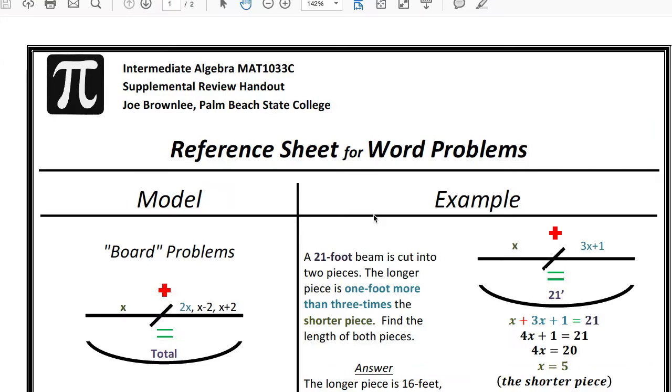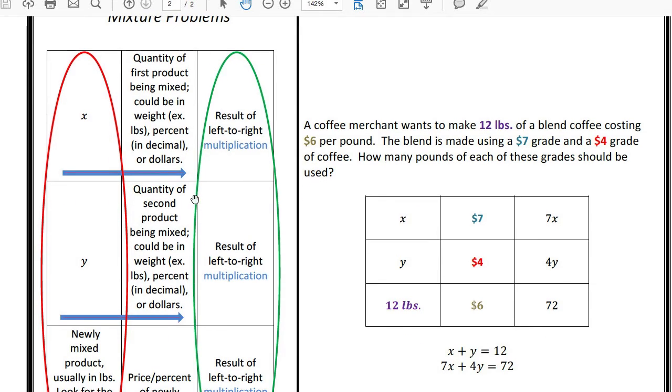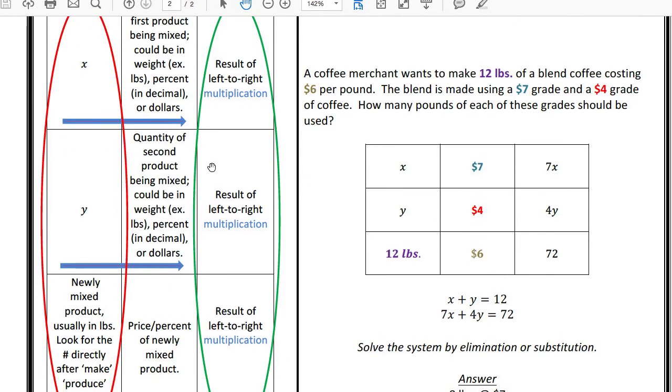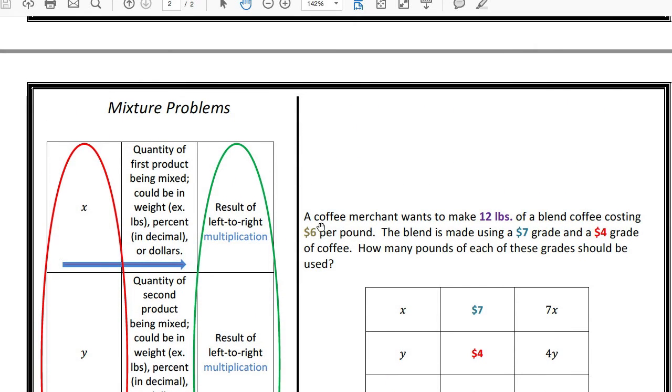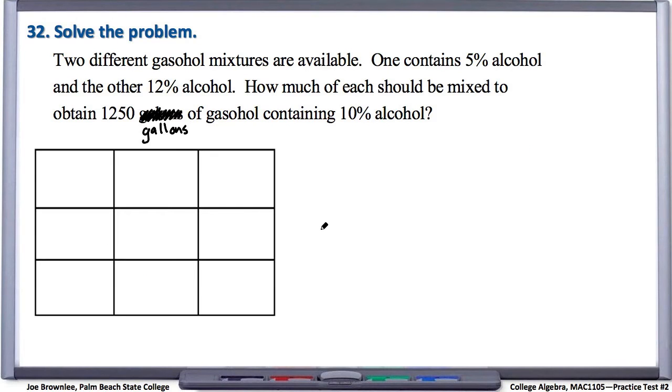But several years ago, I created a reference sheet for word problems. And on this reference sheet, there is a section for mixture problems, and it guides you through how to set up the box method. If you don't have this reference sheet, and you may not, depending on who you had for intermediate algebra, you are welcome to email me directly and I'll be happy to send you a PDF copy of that reference sheet, and you'll be able to use it to study how to set up these word problems.